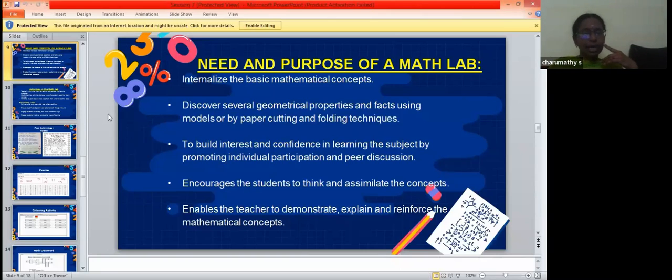Next one, it enables the teacher to demonstrate, explain, and reinforce the mathematical concepts. So here, whatever was done in the classroom gains its shape in the mathematics lab. The teacher is able to demonstrate, here with real life examples, explain it even better, and reinforce. Of course, it can be a recapitulation of the topic that was done in the classroom.